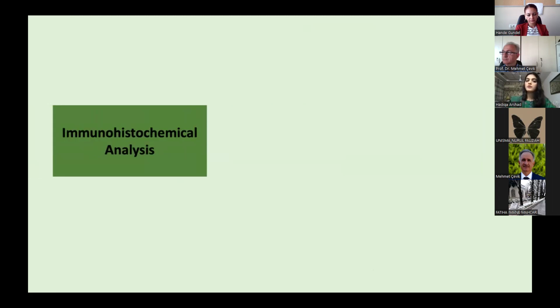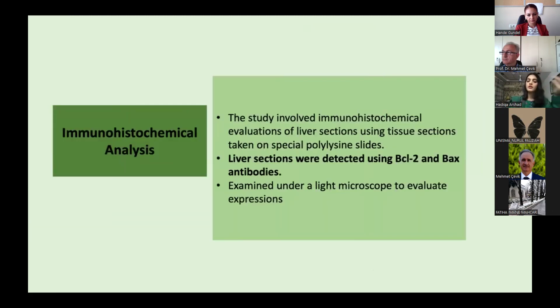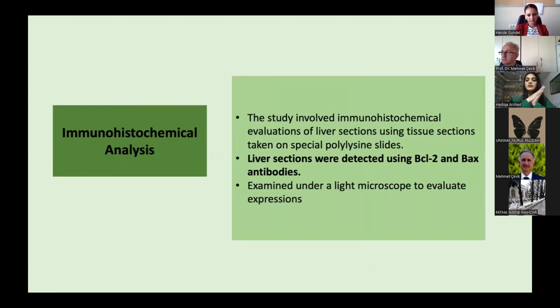The next was the immunohistochemical analysis. For immunohistochemical analysis, we used the liver sections that were used for detecting the BCL2 and BAX antibodies.